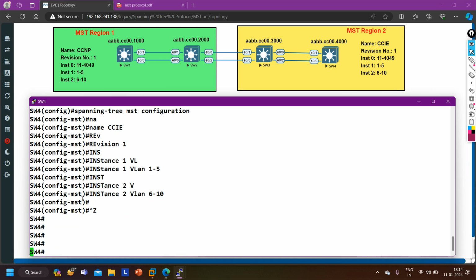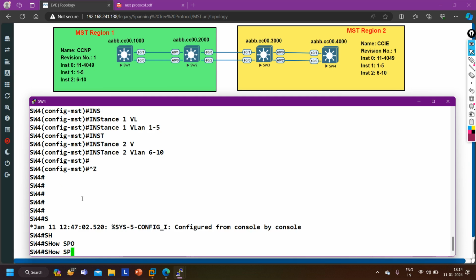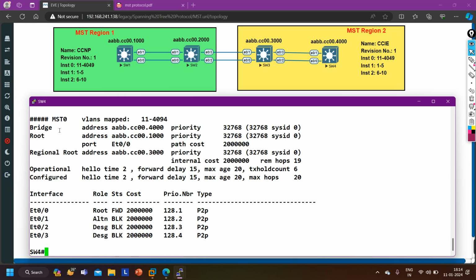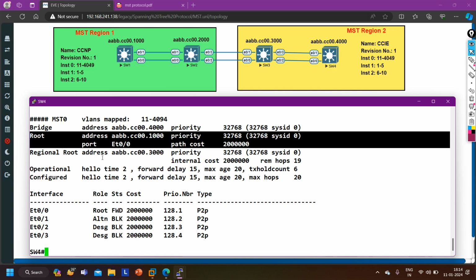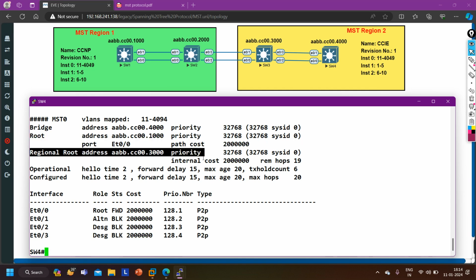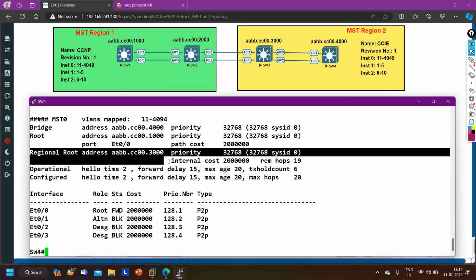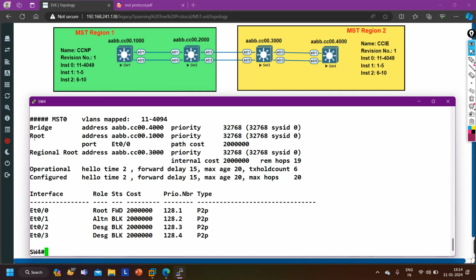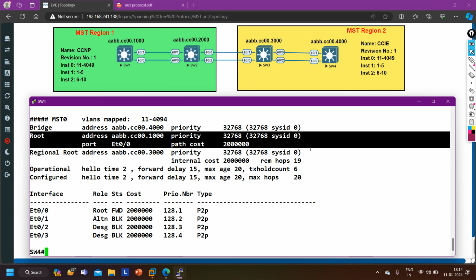Fine. On switch number 4 also, you can see with show spanning-tree mst for instance 0, who is the root bridge? This is the inter-regional root bridge, the CIST, again switch 1. And who is the regional root bridge? Switch number 3. This is the MAC address of switch 3, you can see here. So for switch number 4, the regional root bridge is switch number 3, and the CIST, the inter-regional root bridge, is switch number 1.